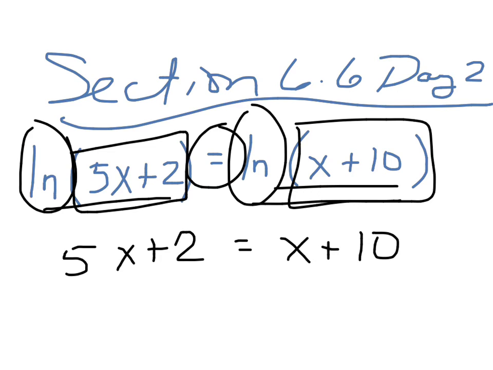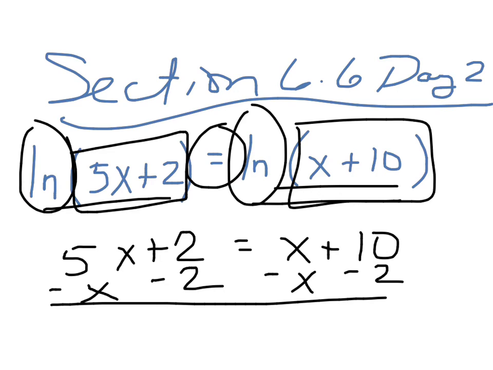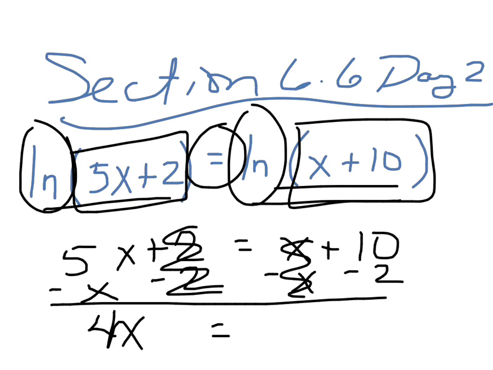So, to finish out this problem, how do I solve for x? Subtract 2. Subtract x. What's 5x minus 1x? 4x. The 2s go away. The x's go away. What's 10 minus 2? 8. Now what? Divide by 4 and x equals 2.